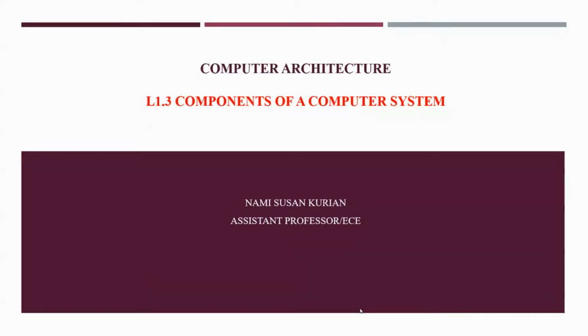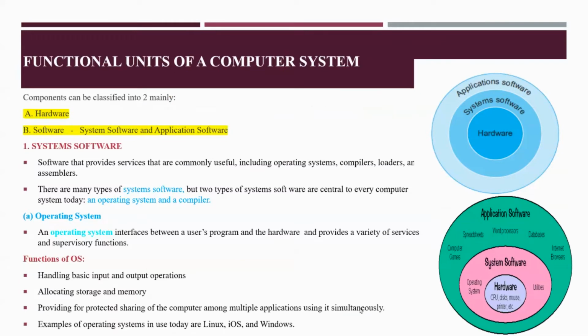In the last two lectures, we saw the introduction to computer architecture and also the 8 great ideas in computer architecture. Today, we are going to see the topic components of a computer system. Basically, the functional units of a computer system can be classified into two different types. One is hardware and the other is software. So at first, we will see what the software components of a computer system are.